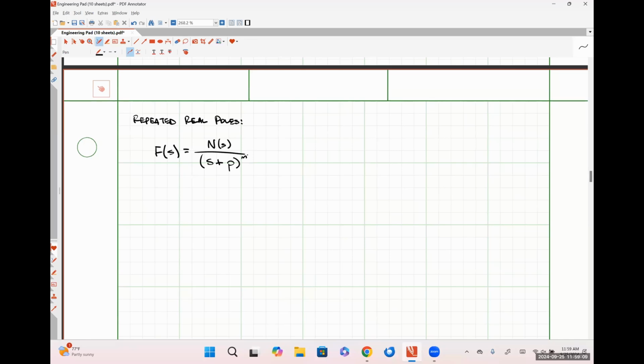So we could use partial fraction decomposition to get a result where we would have some coefficient b1 over s plus p, plus some coefficient b2 over s plus p squared, all the way out to some coefficient b sub m divided by s plus p to the mth power, where our coefficient b sub m is found by multiplying our original function F of s by s plus p to the mth power, and then we evaluate this at s is equal to negative p.